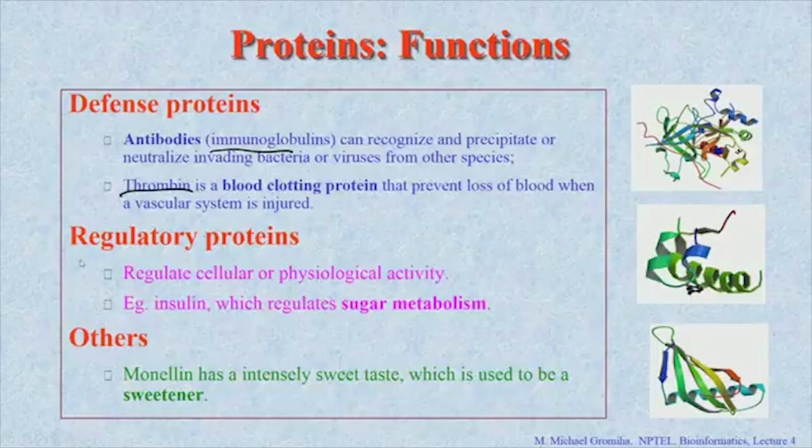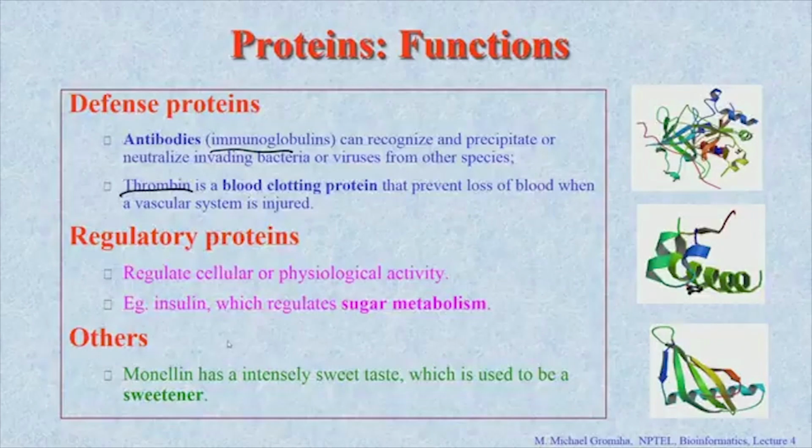Then there are some proteins acting as regulatory proteins, which regulate the cellular and physiological activity. For example, insulin, right, this is a very well known example. It regulates the sugar metabolism. So if you are having diabetes, you need to have insulin, right. So this is the one which regulates the cellular physiological activity.